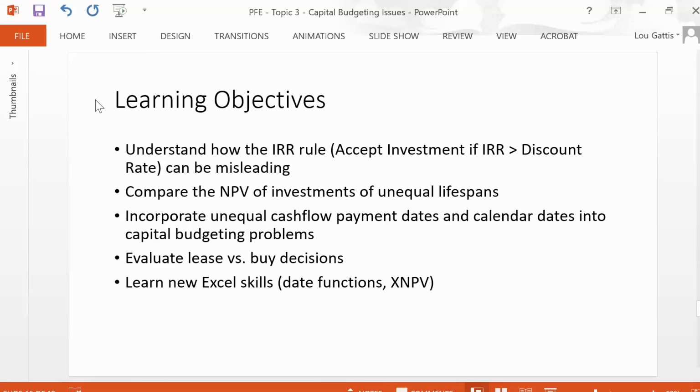So in today's topic, we talked about how the IRR rule can be misleading when the signs change more than once. We compared the NPV of investments of unequal lifespans by using the payment function to calculate the monthly costs or annual costs. We incorporated unequal cash flow payment dates and calendar dates into Excel. And we looked at the lease versus buy decision. And we learned about the date function and the XNPV.